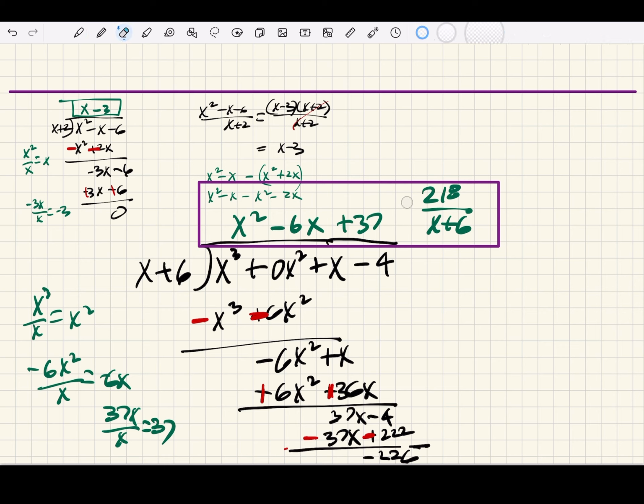This then would be minus 226 over x plus 6. Can those 6's cancel? Just kidding. Okay, good. So, are we good with that now? Yeah, that makes a lot more sense. And then the really cool thing is the synthetic division, all right? Should we do that real quick?